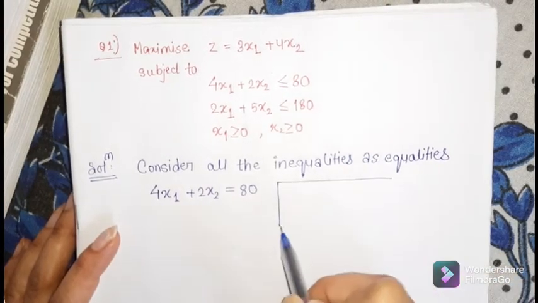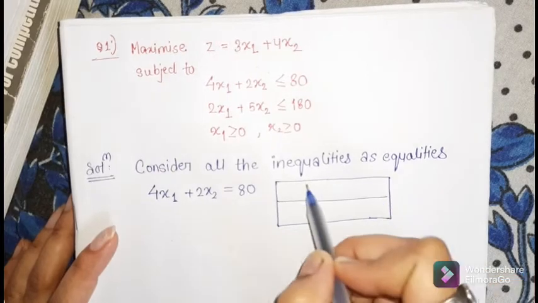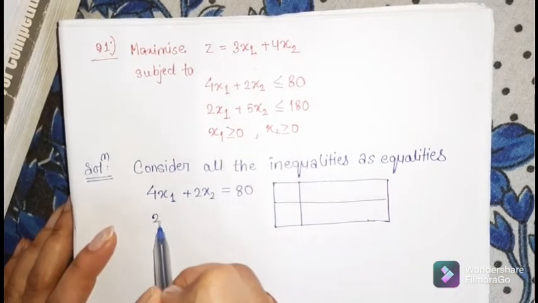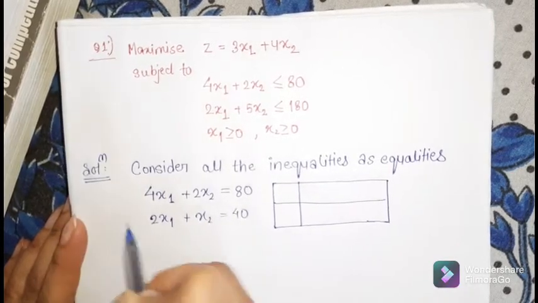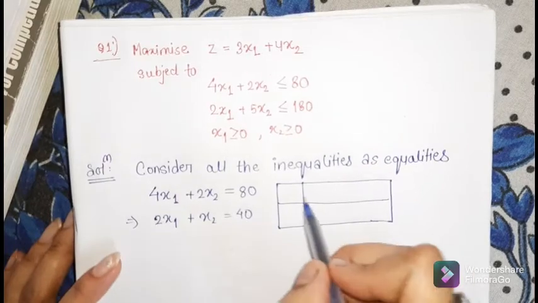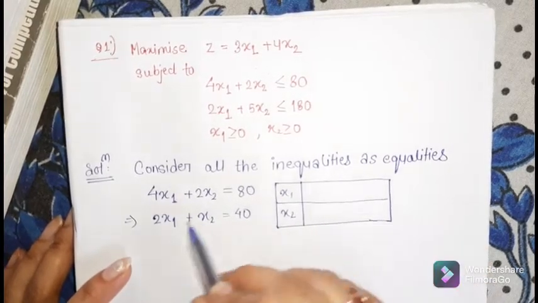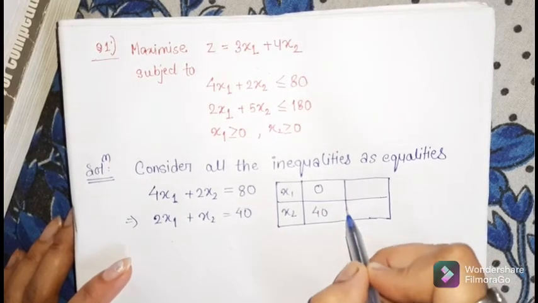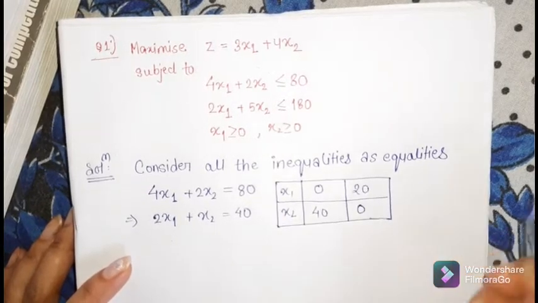In our lower classes we have solved these. So how do we solve it? You can also simplify this. It becomes 2x1 plus x2 equals 40, when you take 2 common. If you take x1 as 0, then x2 is 40, and if you take x2 as 0, then x1 is 20, right?